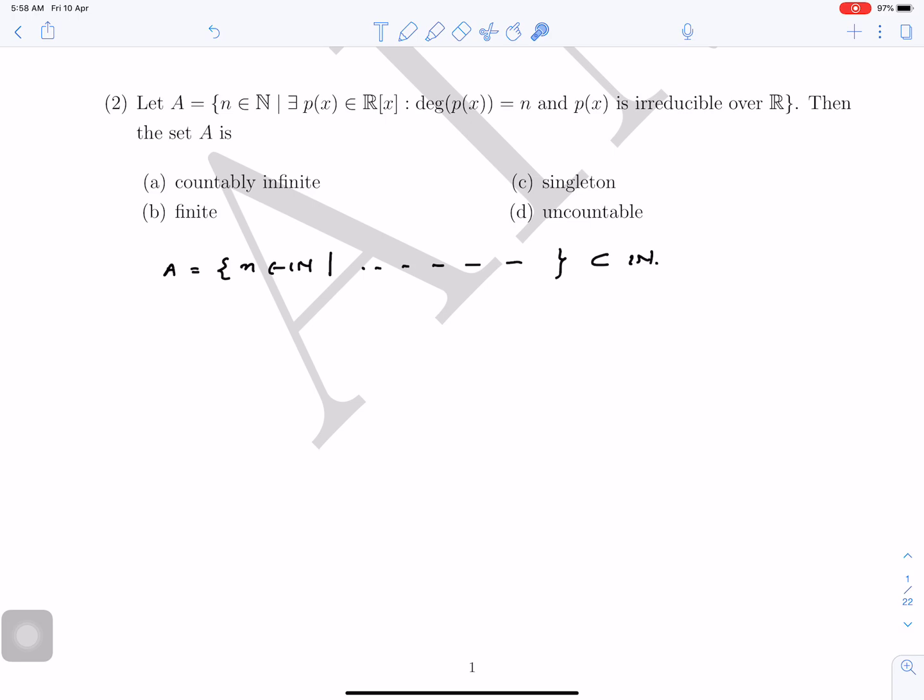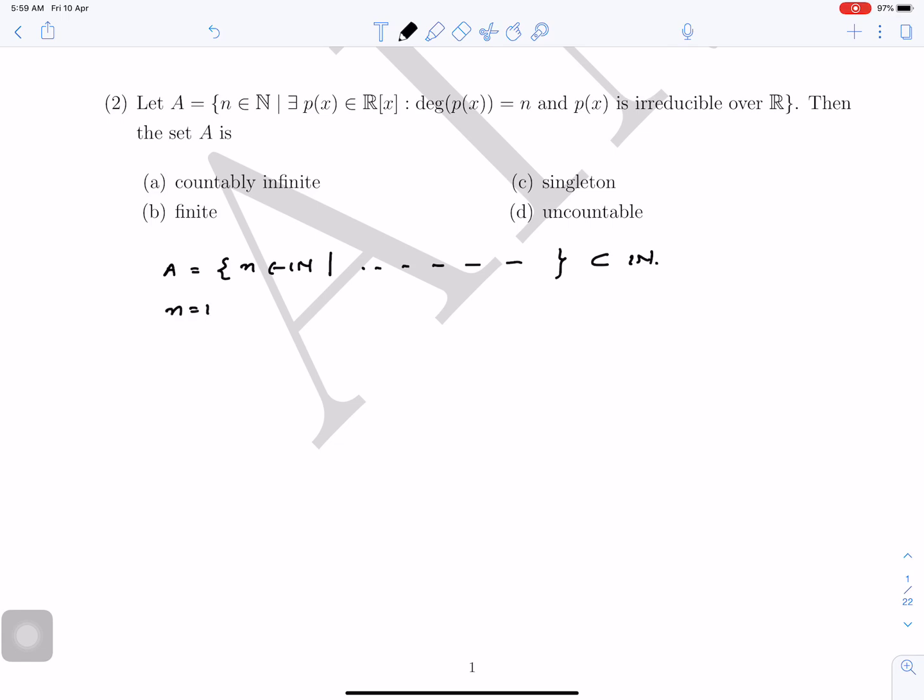If you have a positive integer n so that the degree of a polynomial is n and it is irreducible over R, then that n is a member of set A. We are collecting n from the natural numbers. So let us start with n equal to 1: is 1 an element of A or not?